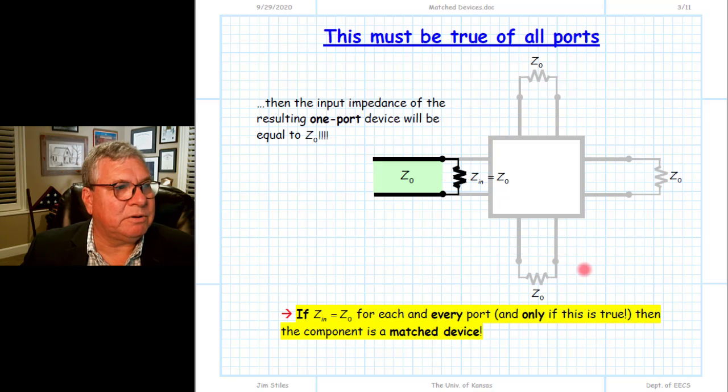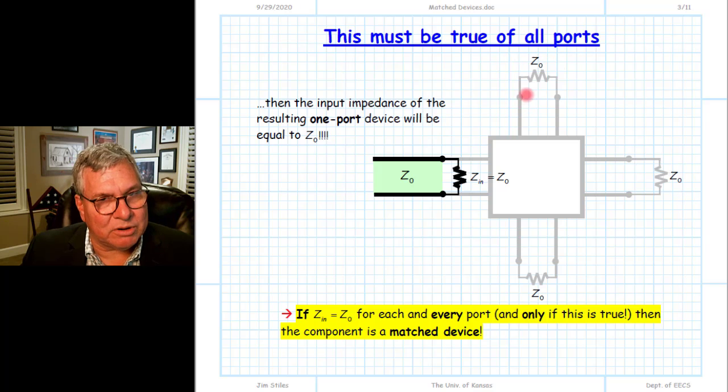So in other words, if we were to go through and put a matched device at port 1, at this port, and this one and this one, and then determine the input impedance of this second port, it was Z0. Likewise, if we did the same for the third and the fourth, the input impedance was Z0 for all four ports when attached to other matched devices. If in every case the input impedance is Z0, then we can say that this four-port device is a matched device.